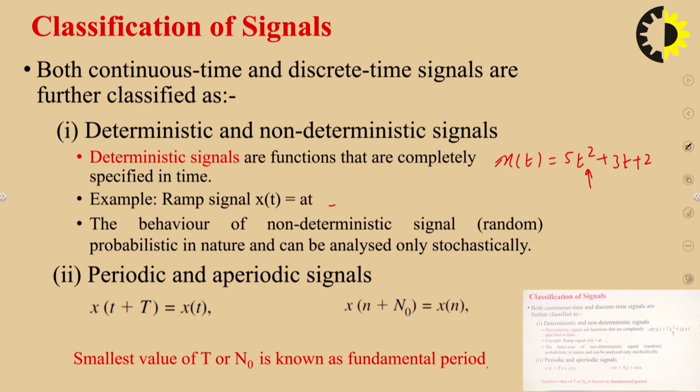So periodic signals are defined as signals which repeat themselves after a certain time interval, like x(t + T) = x(t), or x(n + N0) = x(n). This is for continuous time signals, and this is for discrete time signals. The smallest value of T or N0 is known as the fundamental period. So the minimum value by which a signal is repeated is the fundamental period.